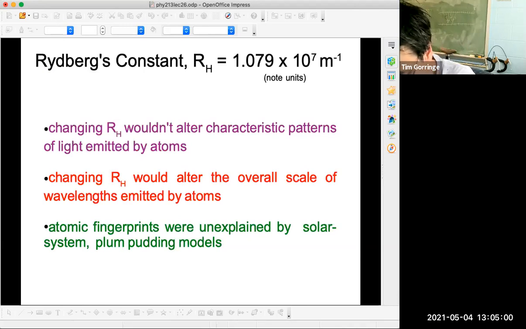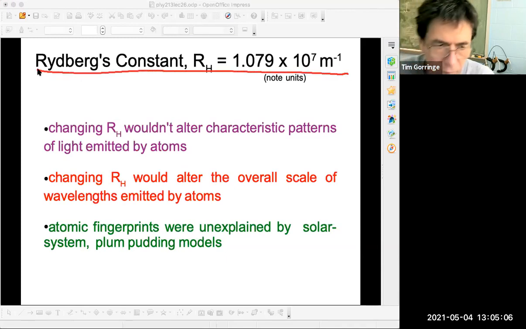Let me just make a remark about that constant that's in those equations. The stuff in parentheses for the Balmer series equation or the Lyman series equation, those are just numbers. Those are like 1/2 squared minus 1/3 squared, or like 1 minus 1/2 squared. Those numbers are multiplied by a constant. We call it RH, the Rydberg constant, and that carries units because the left-hand side has units of inverse length. It's 1 over a wavelength.